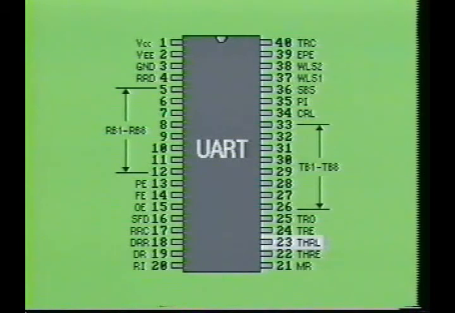Pin 23 is labeled THRL. It is the transmitter holding register load pin. A low on this input allows the data being applied at inputs TB1 through TB8 to be entered into the transmitter holding register. A high on this pin then transfers the contents of the transmitter holding register to the transmit register.